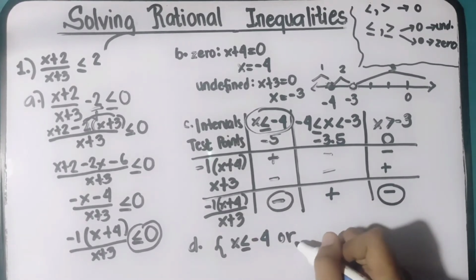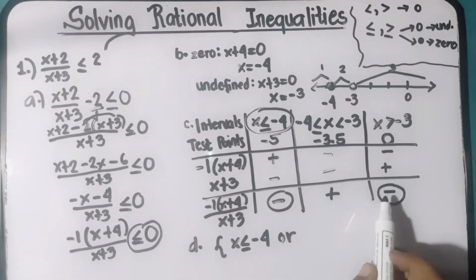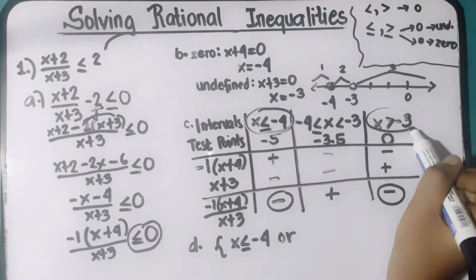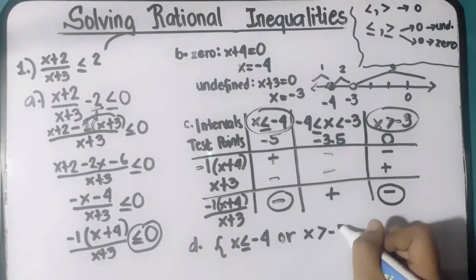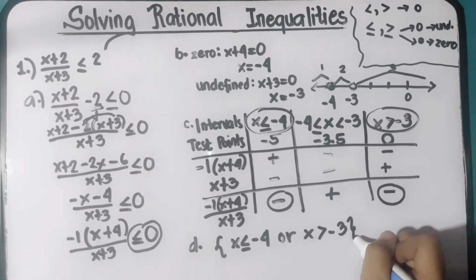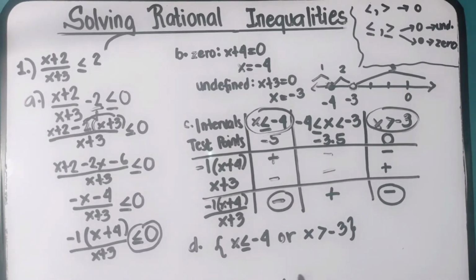Or, which stands for union, x is greater than negative 3. This is the final answer in set notation.